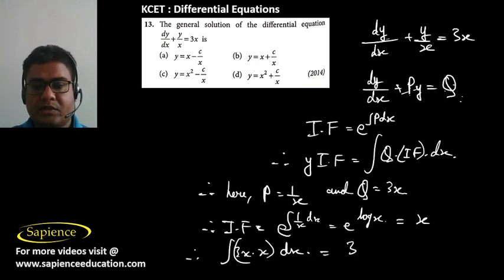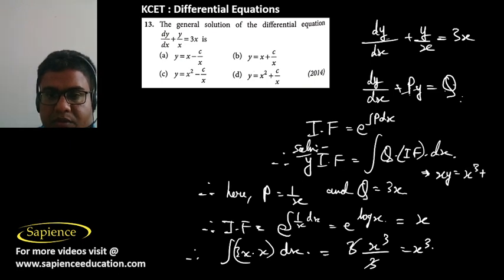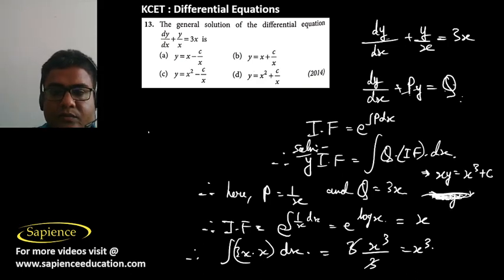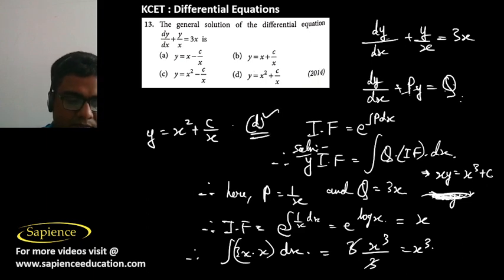So it is integral 3x squared dx, so 3 x cubed by 3. This is x cubed. So therefore the solution will be y times integrating factor, that is xy, equal to x cubed plus c. Y is equal to x square plus c by x. Option D is the correct answer.